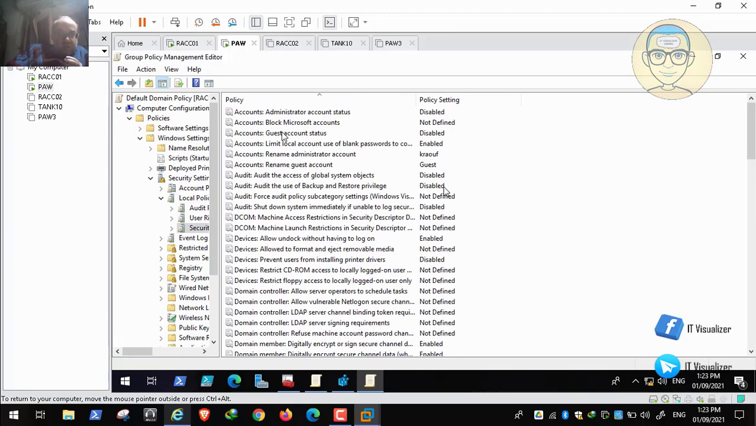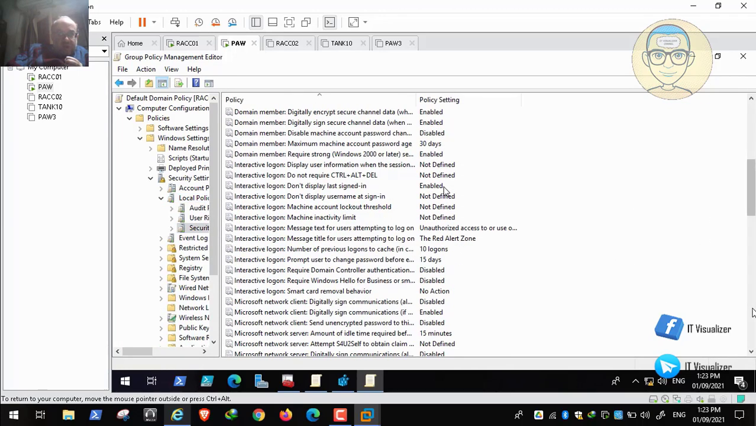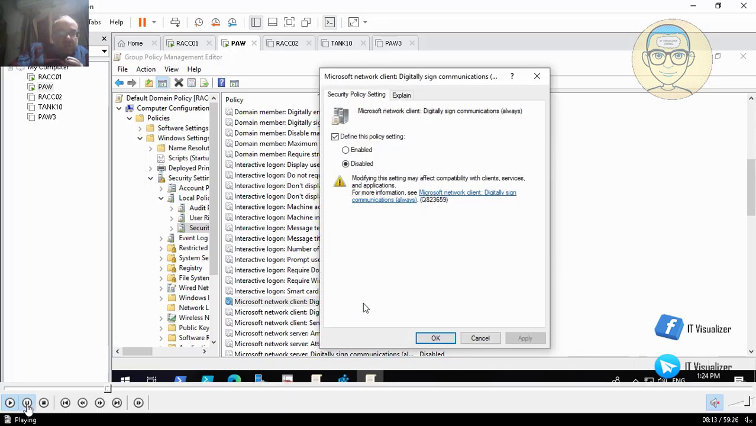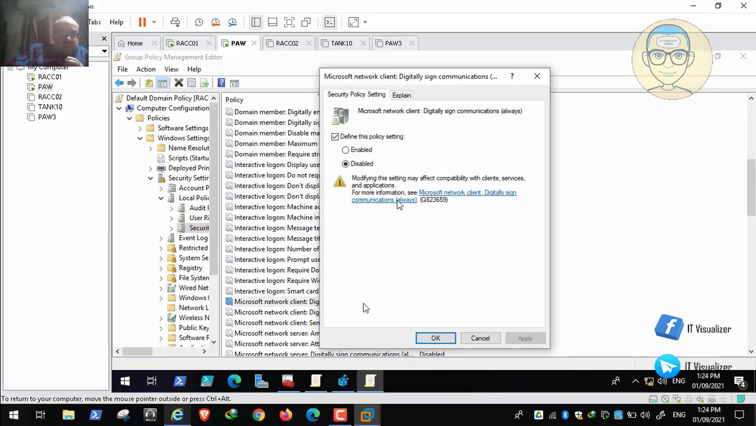Okay, so let's go to security and go to Microsoft network client. Here we can see that digitally sign communications always is disabled. Why is it disabled? Because sometimes the client cannot digitally sign or cannot encrypt the data, so we should not force the signing. Okay, so we will not force it. Always means it will force it, or it will not communicate with the SMB server unless the packets are signed. So what about if the client cannot sign the packets or the server doesn't support this option? So we will disable this option.